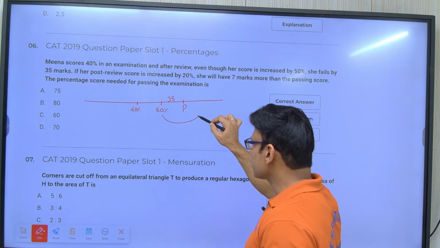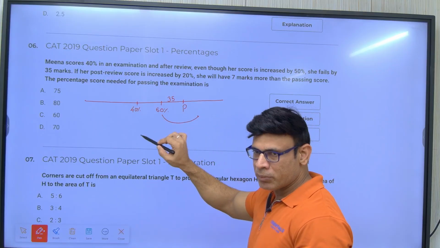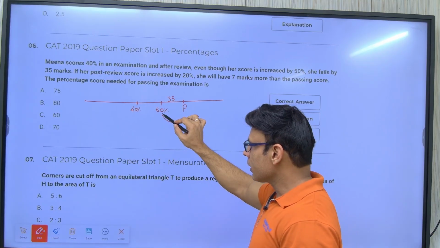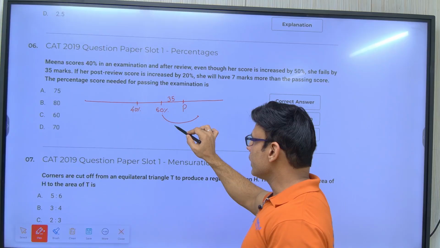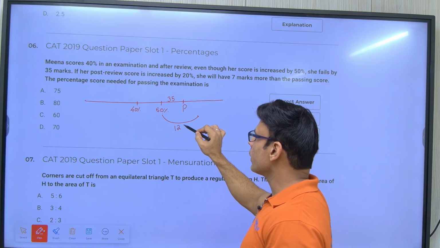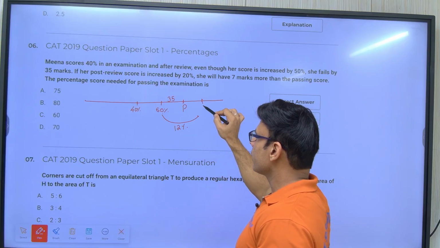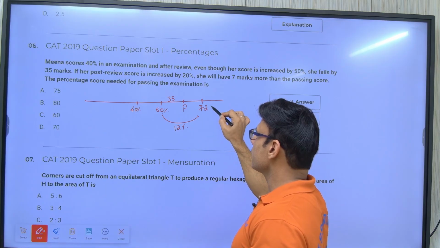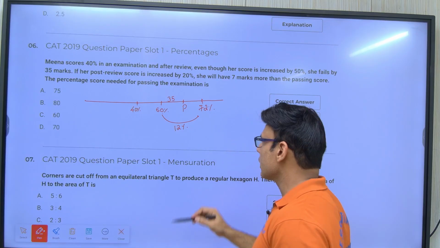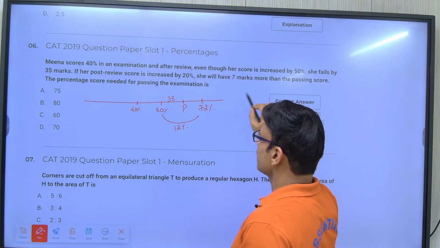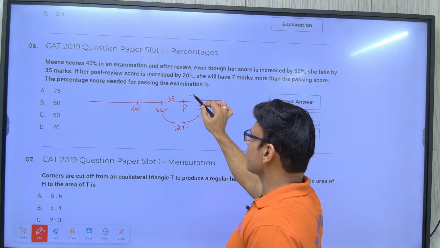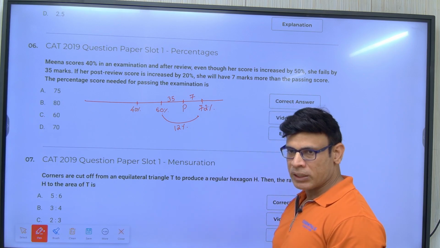So professor says कि I will increase your marks by how much? 20%. That means on 60%, 20% means 12% more, right? She got 72% marks. And when she got 72% marks, she got how much marks? 7 marks more than the passing marks.